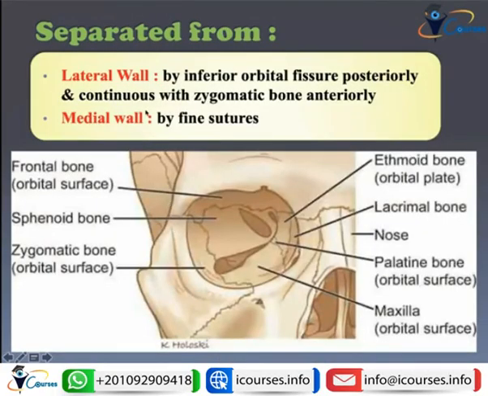The floor is separated from the lateral wall by the inferior orbital fissure, as we said. So this is the floor and this is the lateral wall, and they are separated from each other by the inferior orbital fissure. However, this is only posterior; anteriorly, they are joined together, so the maxilla is joined by the zygomatic bone anteriorly. The floor is separated from the medial wall by just a fine suture.